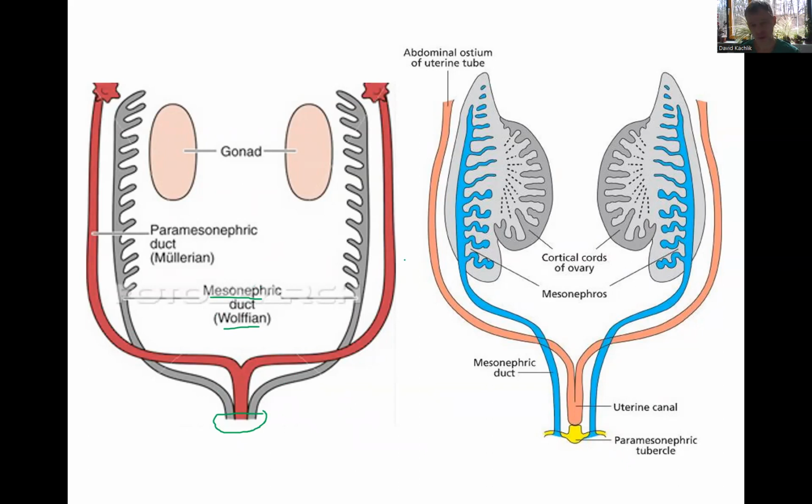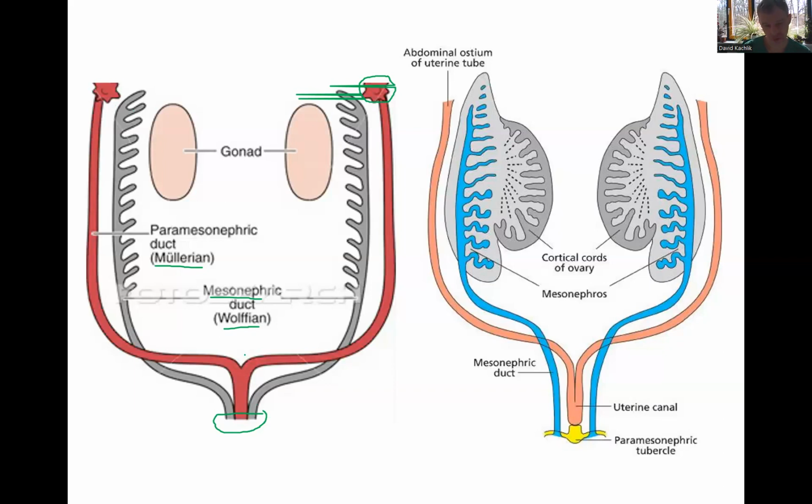And in both sexes, we have another duct which is called paramesonephric duct or Müllerian duct. This duct is produced by coelomic epithelium, which is internalized into the intermediate mesoderm. So when it's internalized, it starts as a pouch from it. That's why here we have the connection, and this connection will then finally be the opening of the uterine tube in females.